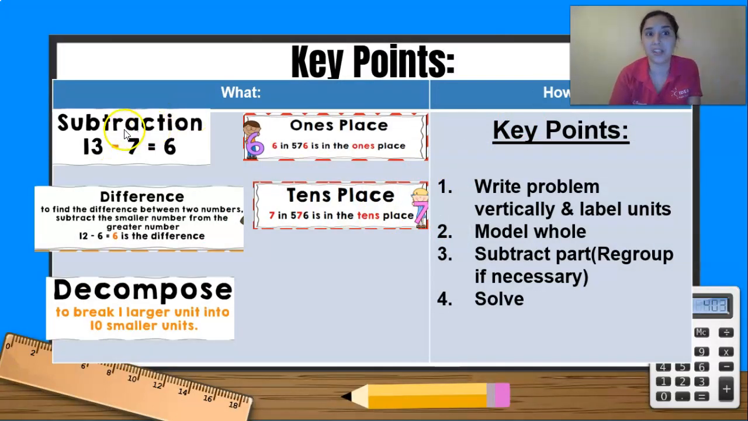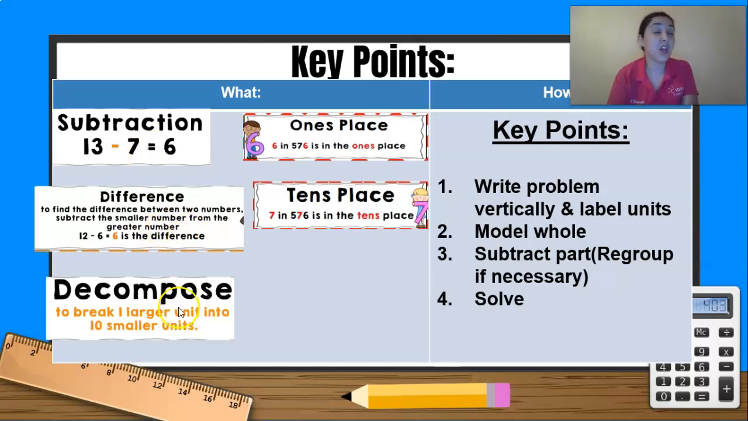Well, you need to know what a subtraction is. When you are subtracting two numbers, when you're subtracting the whole minus a part, the other part, it's called a difference. And to find the difference between the two numbers, you subtract the smaller number from the greater number. You subtract the part from the whole. So whole minus part equals a part, and that part is called the difference.